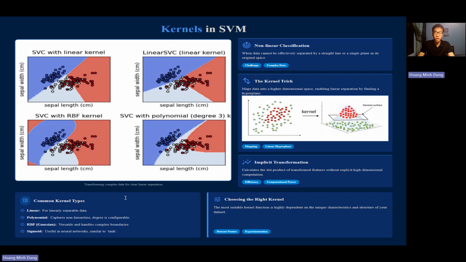As seen in the chart, common kernel types include the linear kernel for simple data, as well as the RBF and polynomial kernels, which are versatile and can handle complex nonlinear patterns. The best kernel to use is highly dependent on the structure of the dataset itself.